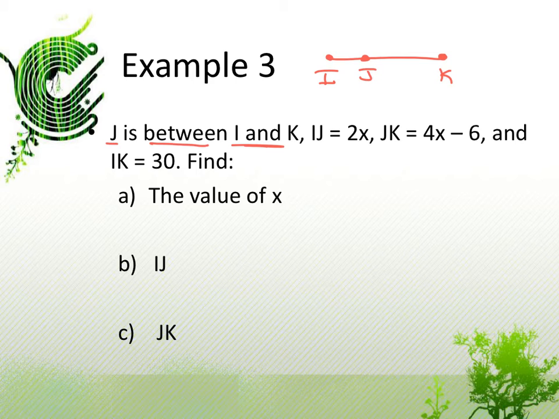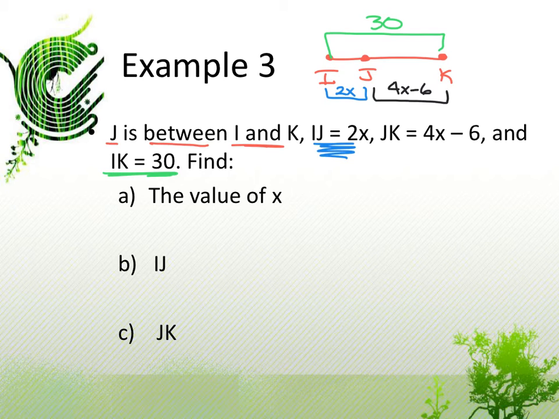So now, instead of them giving me a number for how long exactly IJ is, they're giving me an expression. So from I to J, this is 2x. From J to K, it's 4x minus 6. But then they give me the length of the entire segment, and it's 30. So notice it's broken down into 3 different parts. The first thing we're going to do is find the value of x. Then once we get that value of x, we're going to plug it in.